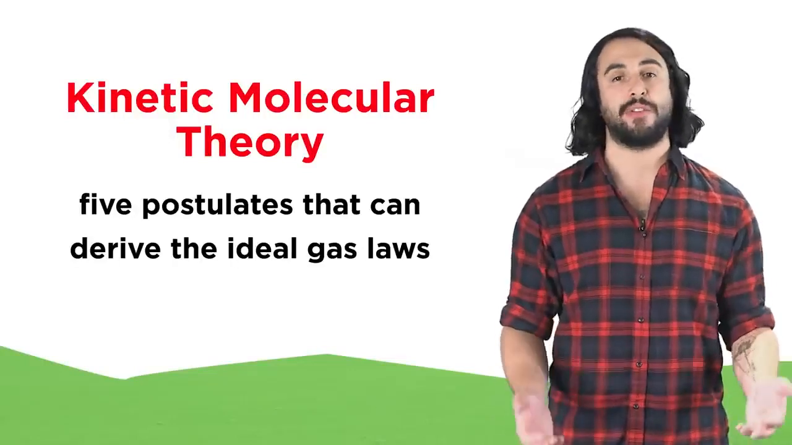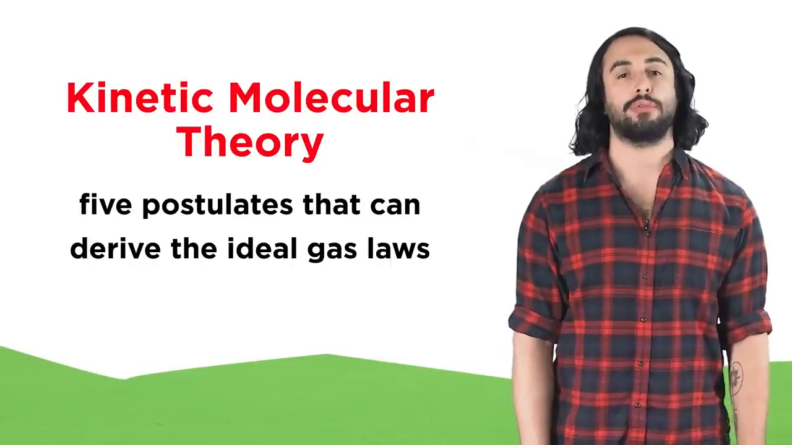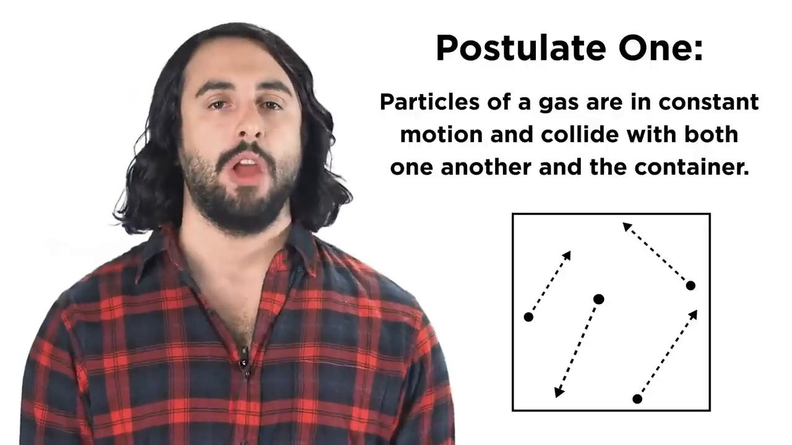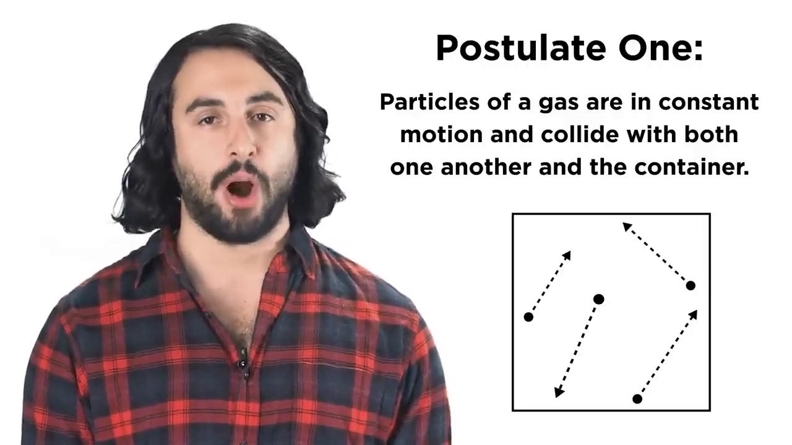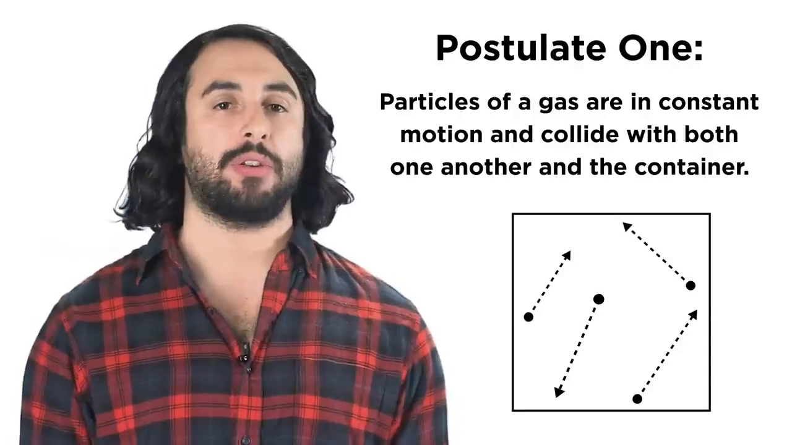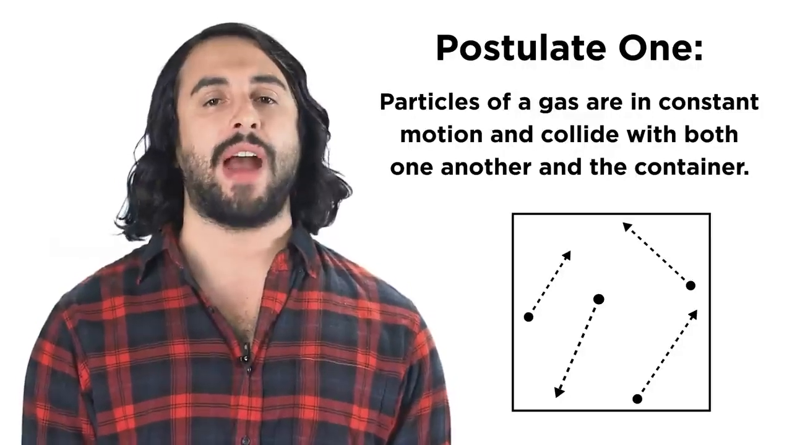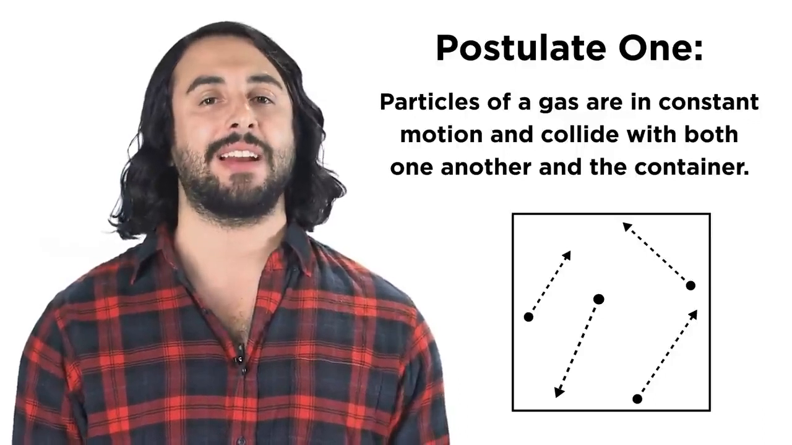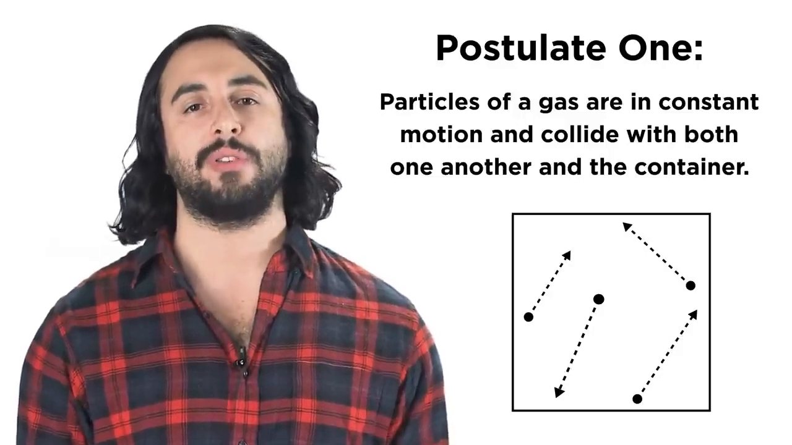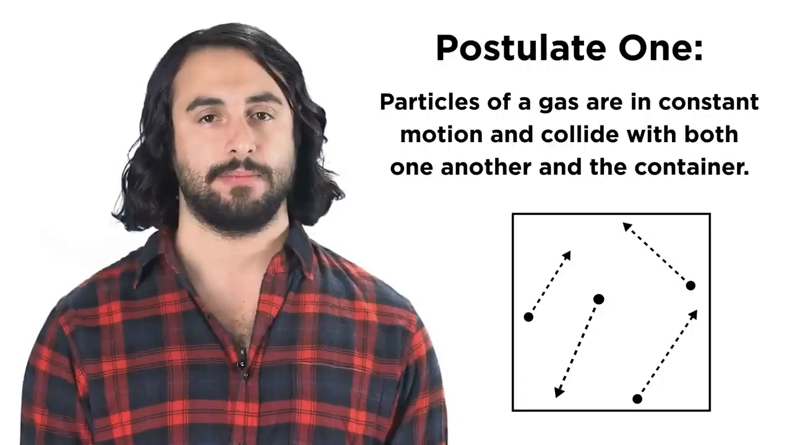This theory consists of 5 postulates, and from them all of the ideal gas laws can be derived. So let's go through each postulate and talk about what they mean. Number 1, we make the assumption that a gas is made up of particles, whether they are individual atoms or small molecules, and that these particles are always in motion. Throughout their motion, these particles travel in straight lines, unless they collide with something, whether that is another gas particle or the walls of whatever container they are in, at which point they will bounce off and change direction.